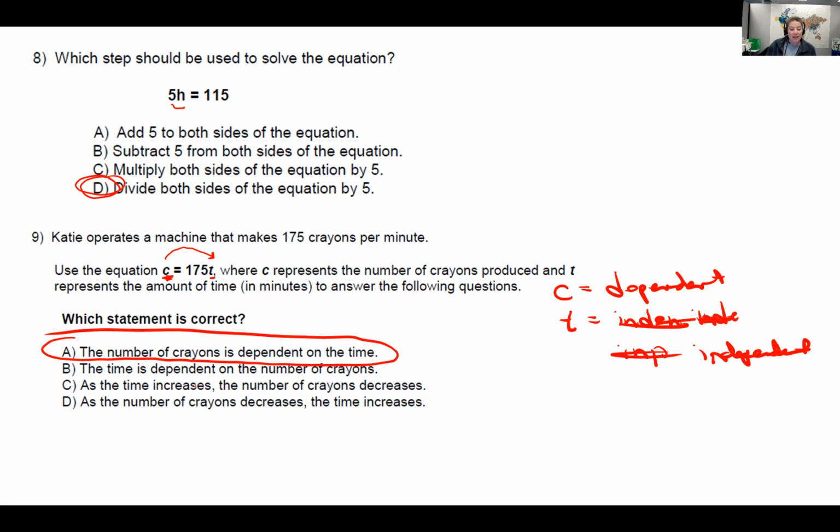Time is dependent on crayons. No, as the time increases, the number of crayons decrease. That's not true. It would be increase. As the number of crayons decrease, the time, no, C and D basically says the same thing. Nope. So the only correct statement is the first one.